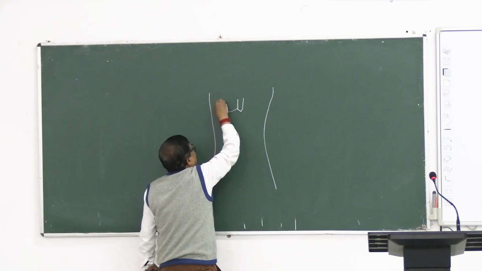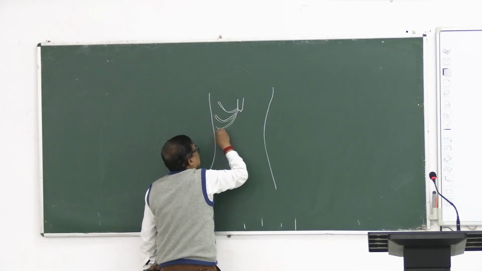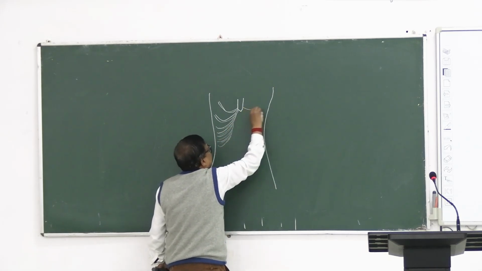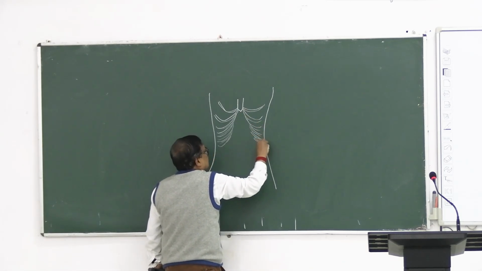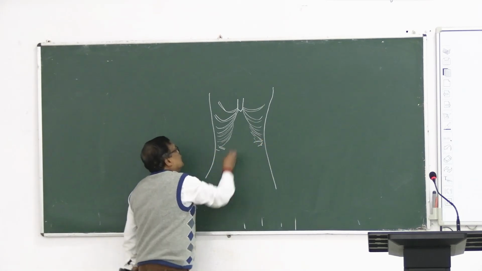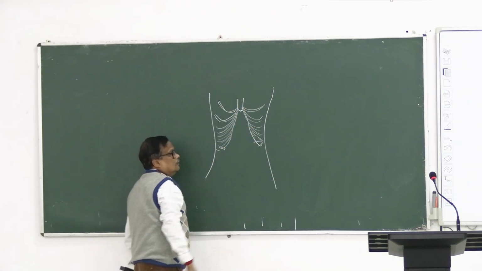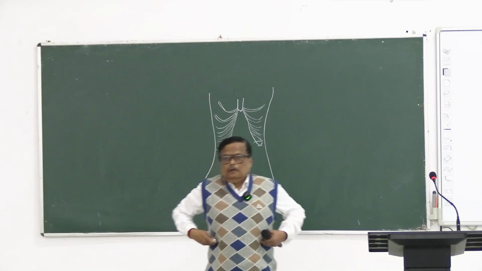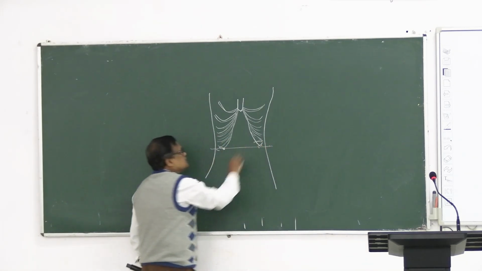You know, 7th, 8th, 9th, 10th, 11th. It is the 6th, 7th, 8th, 9th, 10th, 11th, 12th. It is known as the costal arch, right? And the lowest point of the costal arch, if we draw a line, it is known as the subcostal line.